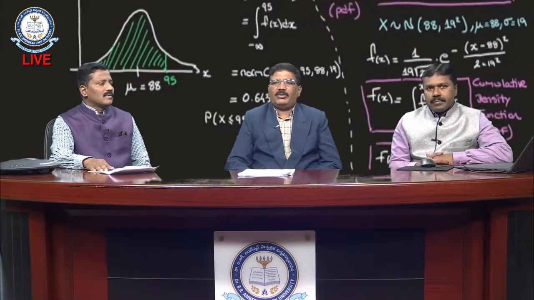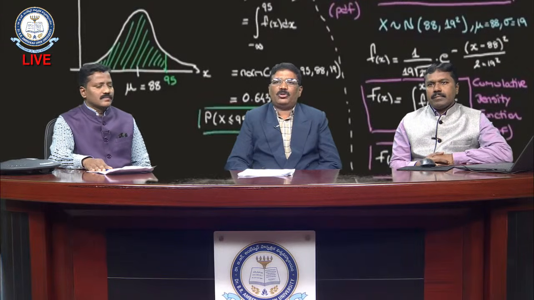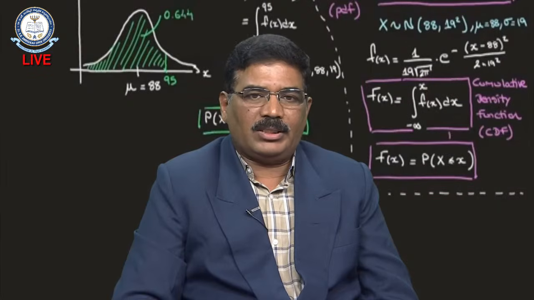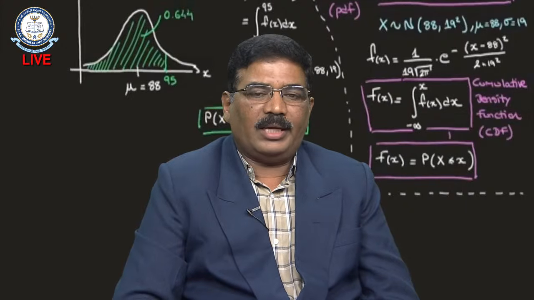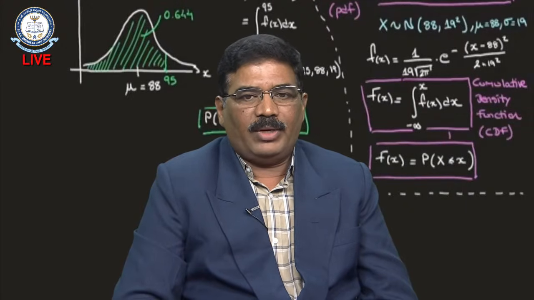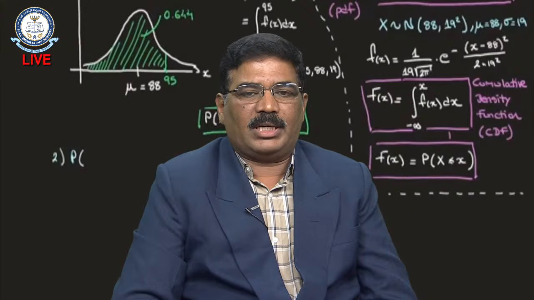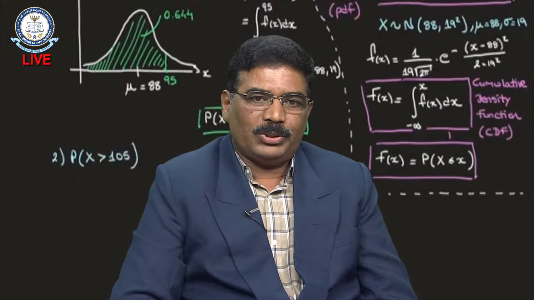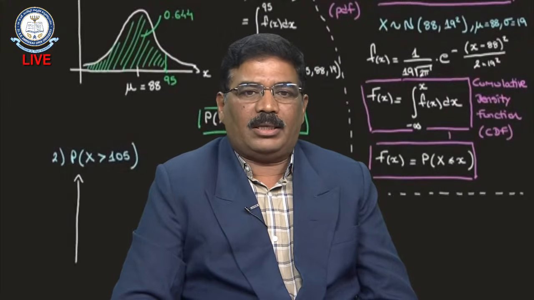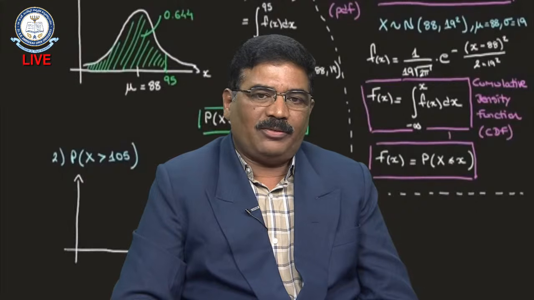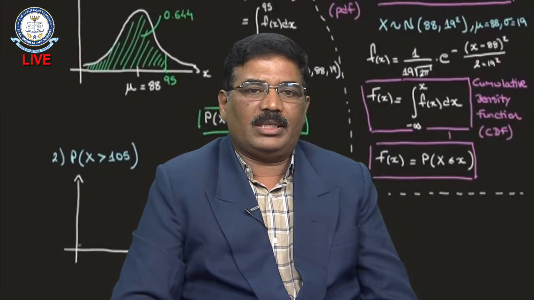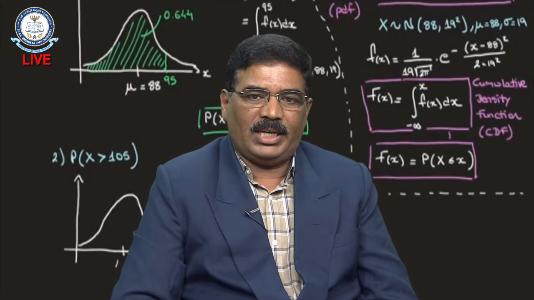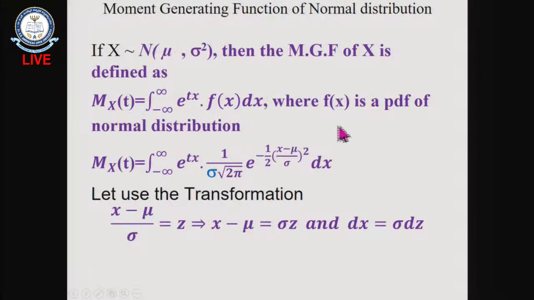Generally, when we study the normal distribution, we can discuss most of its properties. One of them is the moment generating function. We can calculate the moment generating function for discrete distributions and at the same time for continuous distributions. For the normal distribution, the moment generating function is equal to the expectation of e to the power of tx. That is, the integration from minus infinity to infinity of e to the power of tx times f(x) dx, where f(x) is the normal distribution function.